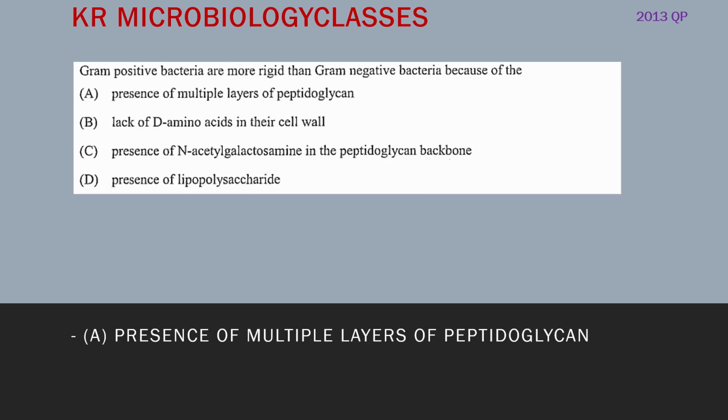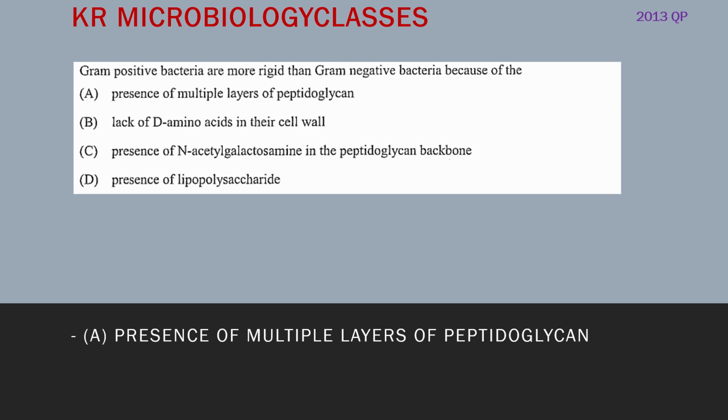The next question is, gram positive bacteria are more rigid than the gram negative bacteria because of: option A, presence of multiple layers of peptidoglycan. Option B, lack of D amino acids in their cell wall. Option C, presence of N-acetyl glucosamine in the peptidoglycan backbone. Option D, presence of lipopolysaccharides. Here the correct answer is option A, presence of multiple layers of peptidoglycan.